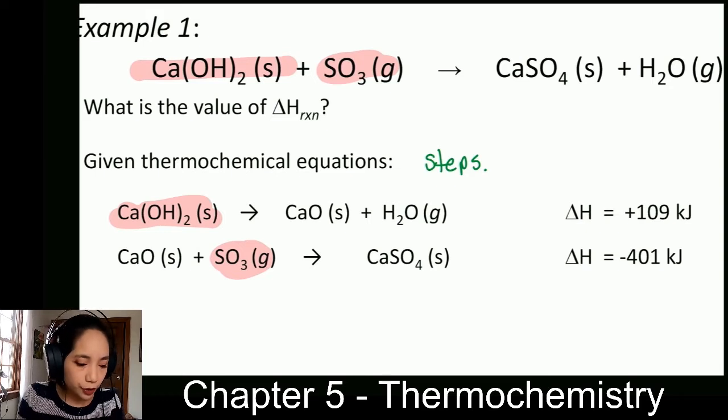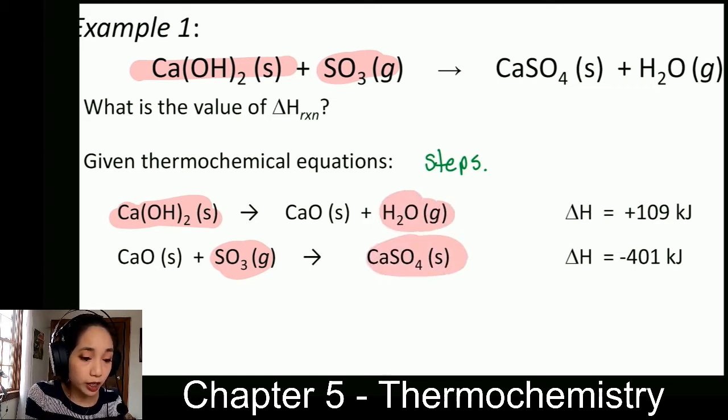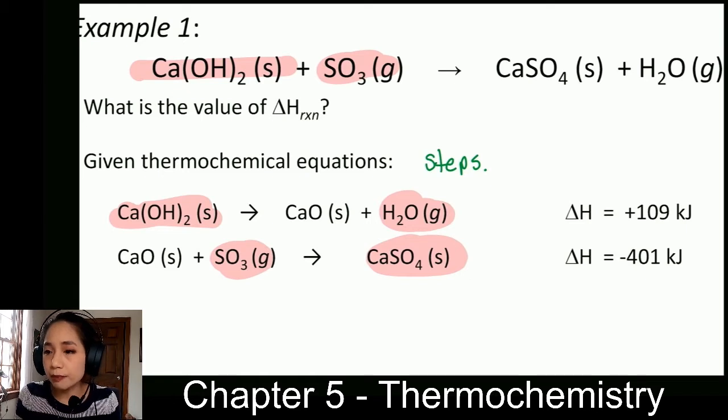There's a lot of other substances here. But what's great is that when we combine these thermochemical equations, we can cancel out some of the components. We need calcium sulfate on the product side, so that's there. And we need water in the gaseous form, which is in this first step, on the correct side. But there's an extra component here, calcium oxide solid, and calcium oxide is not in our target reaction.